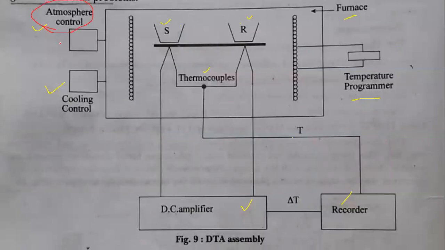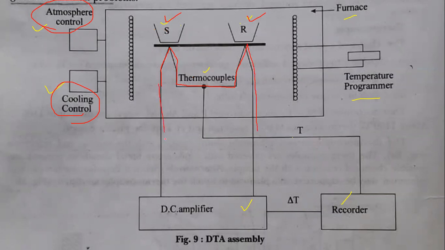So this is atmosphere control, then cooling control is also required. This is a sample, this is a reference material. They are both connected to the thermocouples, with the help of which we are going to do the analysis.